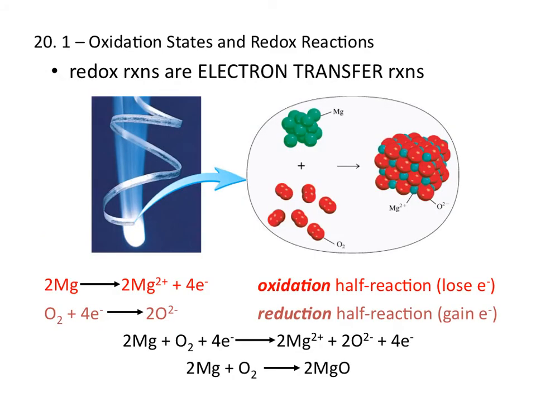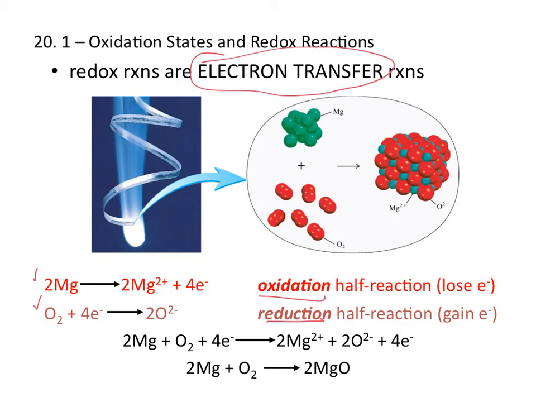Reduction-oxidation reactions, otherwise known as redox reactions, are electron transfer reactions. So what that means is something gains electrons, something loses electrons. And the half reactions that you see here, so basically just the oxidation or just the reduction portion of an equation, is how we're going to initially deal with these electron transfer reactions.